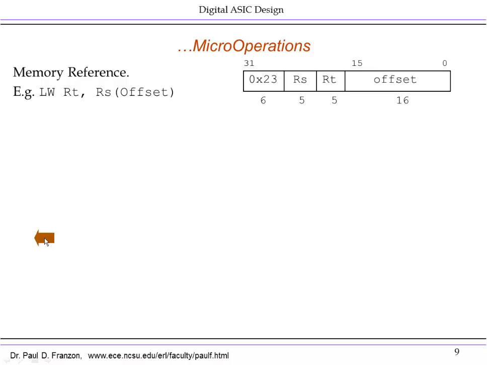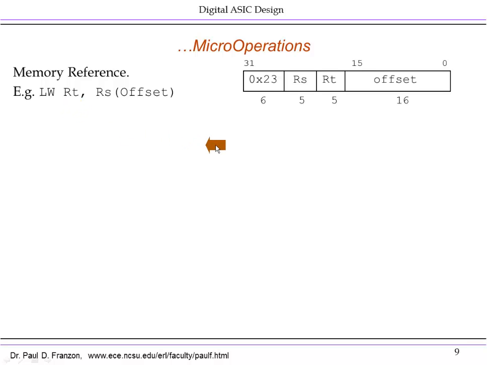Let's look at the next instruction in our set, load word. What this does is form an address from the contents of register RS added to this 16-bit offset, which will need to be sign extended. Look up in memory what's stored at that address, the 32-bit word that's stored at that address, and store the result in RT, which again is a register in our register file.